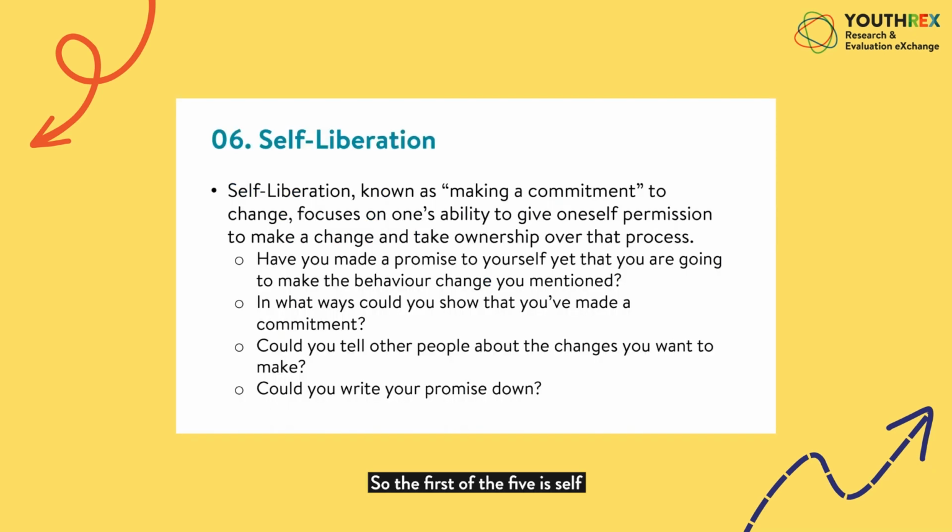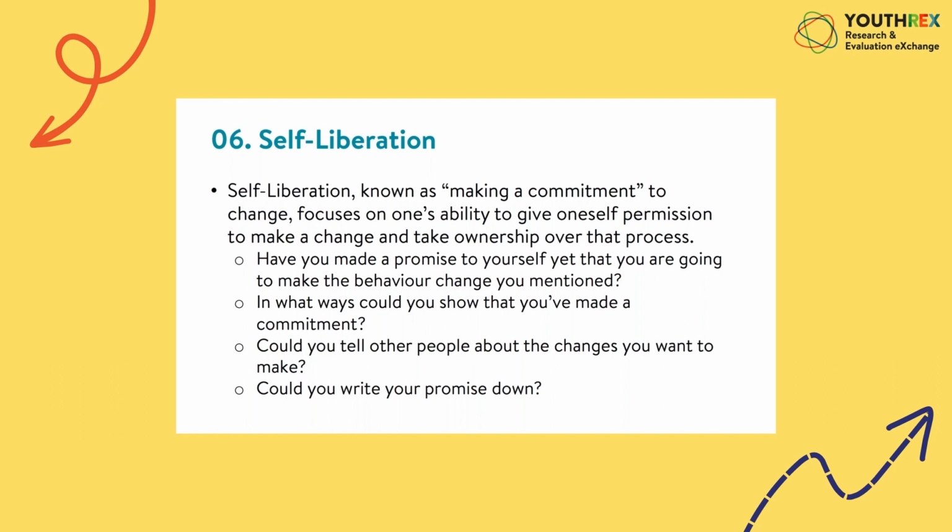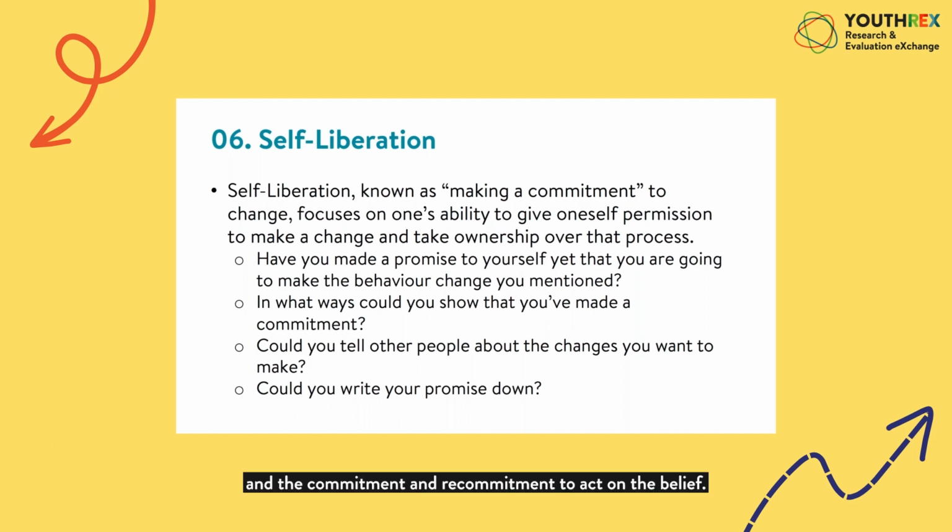Next slide, please. So the first of the 5 is self-liberation, or known as making a commitment to change. And this focuses on the youth's ability to give themselves permission to make the change and to take ownership of that process. It's both the belief that they can change and the commitment and recommitment to act on the belief. So some of the questions you can ask youth to make a commitment to the change are things like, have you made a promise to yourself yet that you're going to make the behavior change you mentioned? In what ways could you show that you've made a commitment? Could you tell other people what are the changes that you want to make? Have you written those promises down? Because we all know that youth are more likely to follow through with a commitment if they put it on paper.